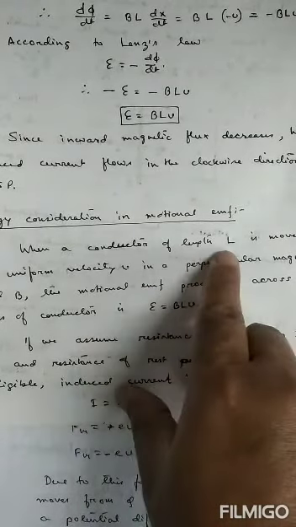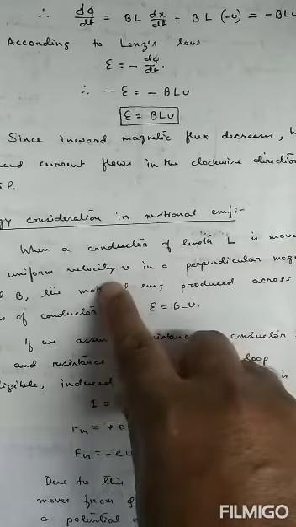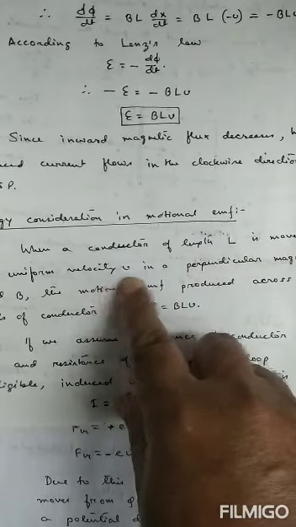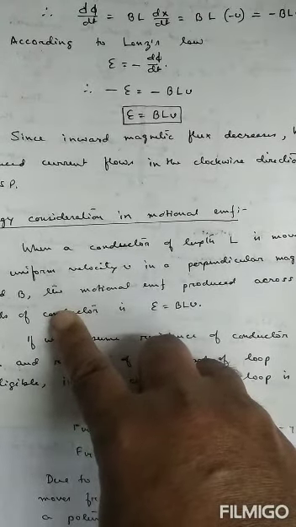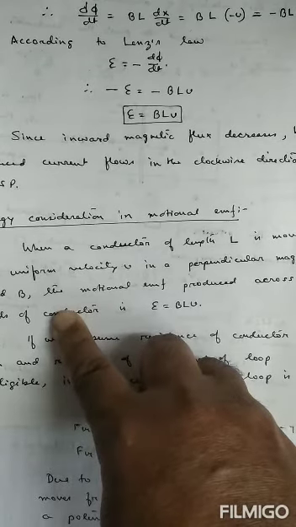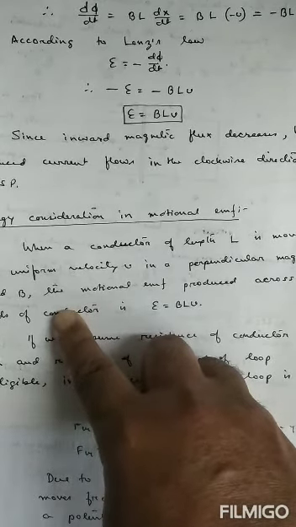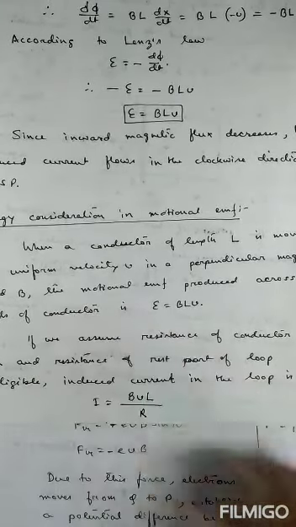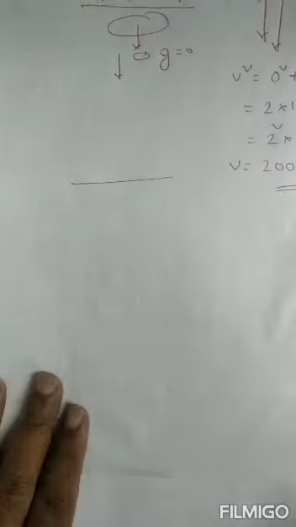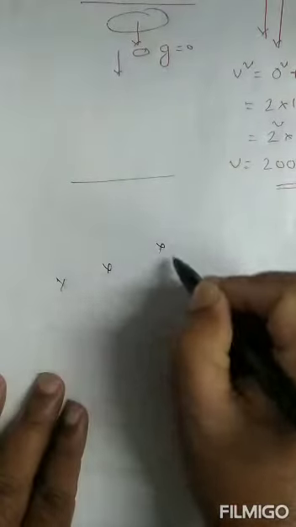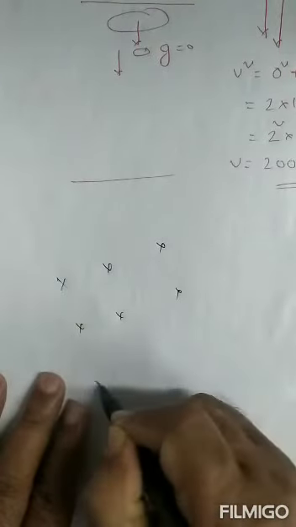When a conductor of length L is moved with uniform velocity V in a perpendicular magnetic field, and the conductor moves perpendicular to its length, then an EMF is induced across the two ends of the conductor, and that EMF is called the Motional EMF. That means, this is the magnetic field. Cross means perpendicularly inward magnetic field.